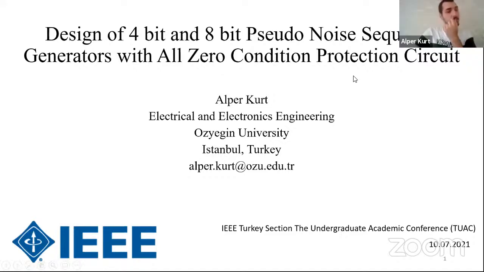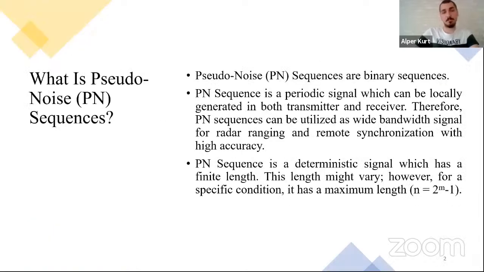Okay, so today I'm going to present my paper, titled Design of 4-bit and 8-bit pseudonoise sequence generators with all zero condition protection circuit. Let me start with a simple question: what are pseudonoise sequences, or in other words, PN sequences? Pseudonoise sequences are binary sequences, and this sequence is a periodic signal which can be locally generated on both the transmitter and receiver side.